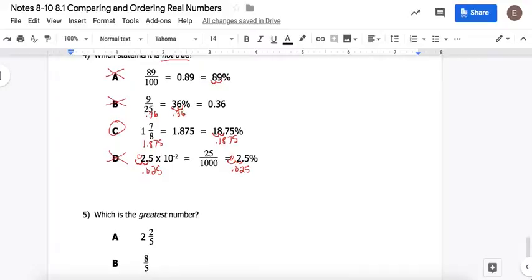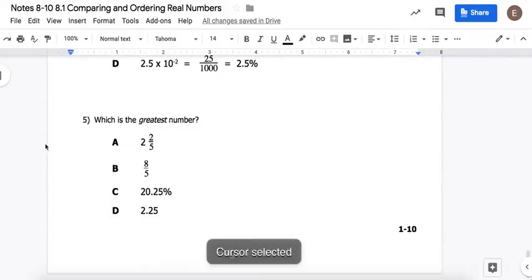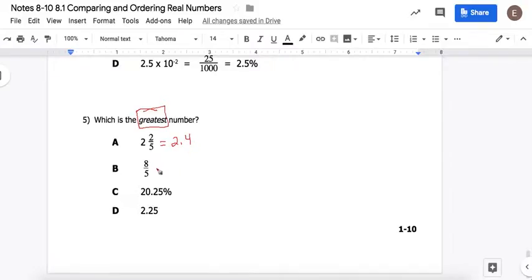Okay, our fifth and final example. Which number is the greatest? So let's box this in so we know what we're doing. We're looking for the greatest. So 2/5 is 0.4, so this is 2 and 4 tenths. 8 divided by 5 is 1 and 6 tenths. This one we have to move it 2 to the left.